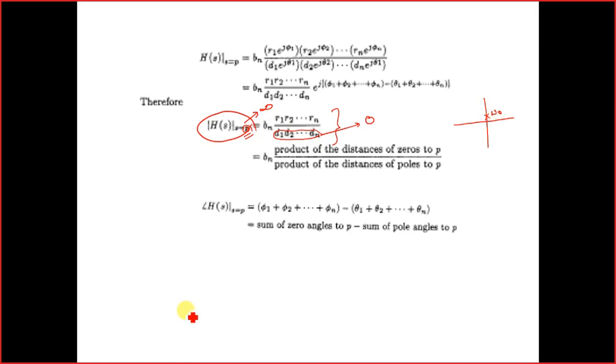Are you getting my point? At all other places, there will be some specific distance, but at that particular point where we have placed the pole, the distance would become 0 and it would push the amplitude response at that particular point to infinity. Okay.